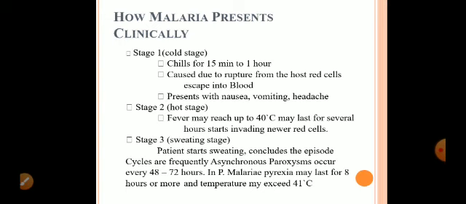The second stage is the hot stage. Fever may reach up to 40 degrees and may last for several hours, as the parasites start invading newer red cells. Third is the sweating stage. The patient starts sweating, which concludes the episode of the cycle, and asynchronous paroxysm appears.